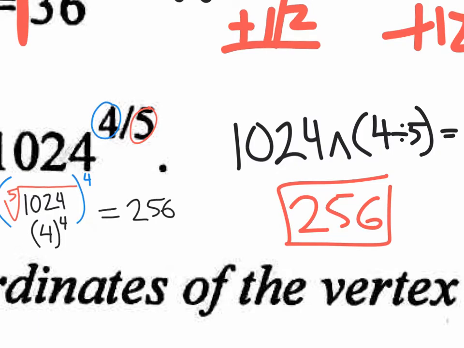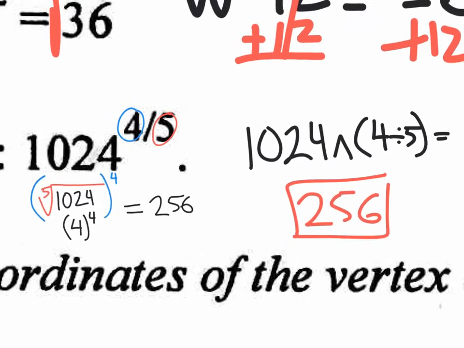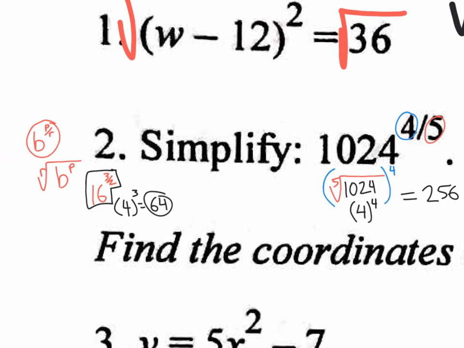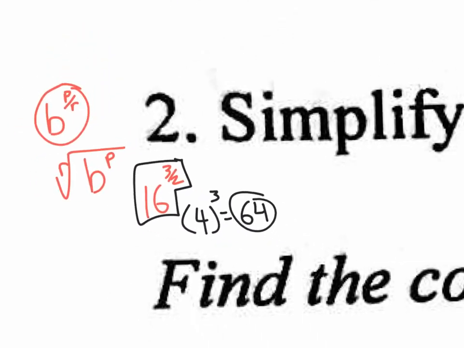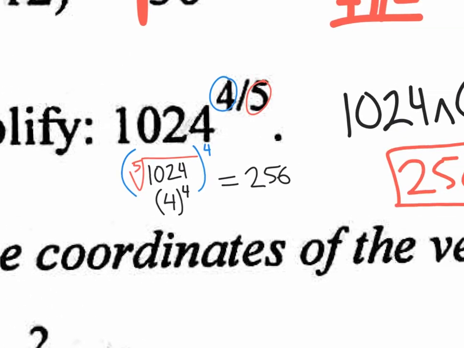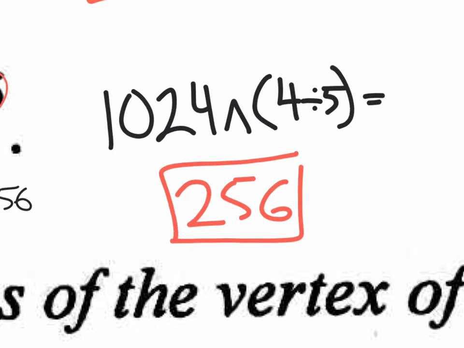So you could either understand the notation, the power over root situation that we have here, or you could just know how to use your calculator and type it all into your calculator. 1024, caret button, open some parentheses up, 4/5 power, just put 4 divided by 5, close parentheses, hit the equal button, it'll give you this answer.